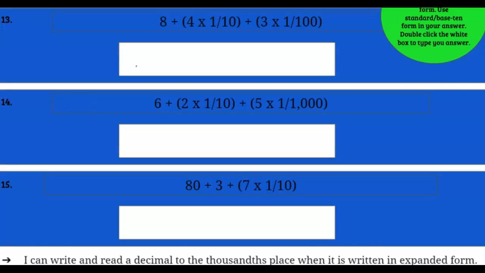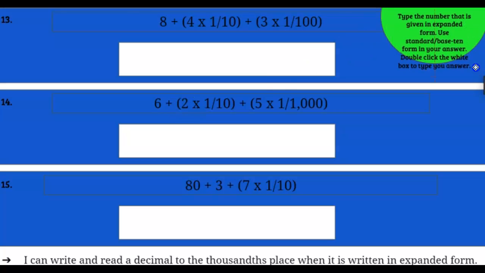Okay, let's move on. Now, this one says, type the number that is given in expanded form. So actually, this is expanded notation, but they do expect you to know expanded form with just addition and also expanded form with multiplication and addition. So now you just have to write the regular number.